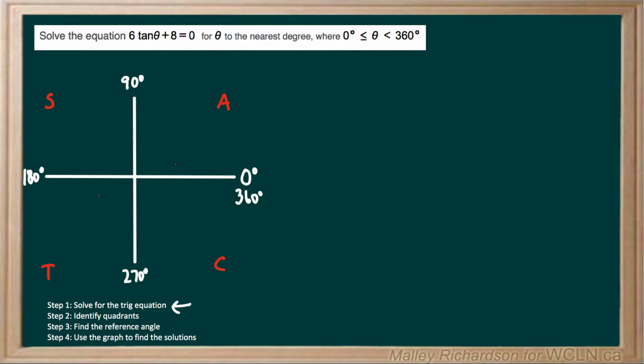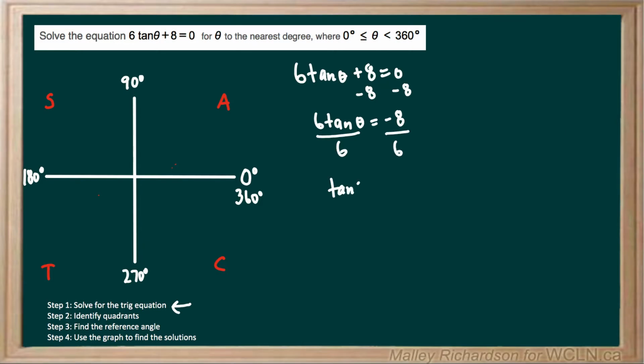trig equation. In the question, we're given an equation of 6 tan theta plus 8 equals 0, but we want to isolate for tan theta. So we first subtract 8 from both sides, and we have 6 tan theta equals negative 8, and then we divide both sides by 6 to give us tan theta equals negative 8 over 6.